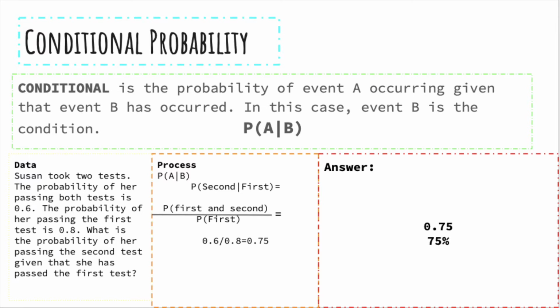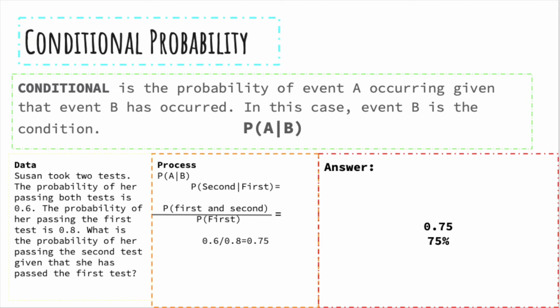Now we're going to see conditional probability. Conditional probability is the probability of event A occurring given that event B has already occurred. In this case, event B is a condition. You can also read it as the probability of A given B.